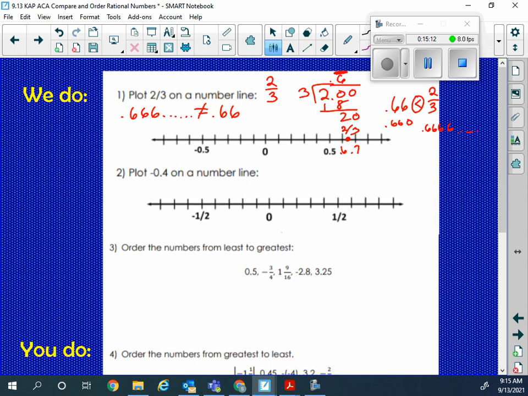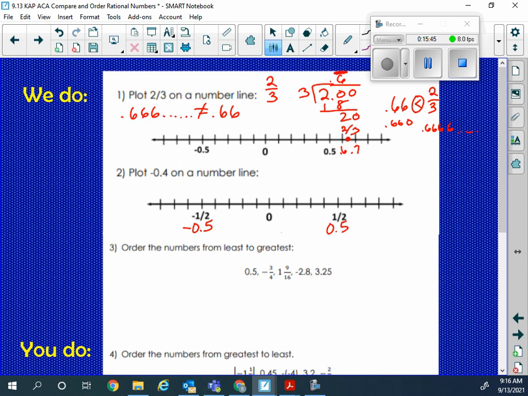How about plot negative 0.4 on the number line? But then look at the number line. The number line is in what? Fractions. So I need to convert something. Would you rather convert this to a fraction, or would you rather convert these fractions to decimals? Fractions to decimals, I love it. So this would be negative, what's 1/2? Negative 0.5. We said that a second ago. And then positive 1/2 would be just 0.5.